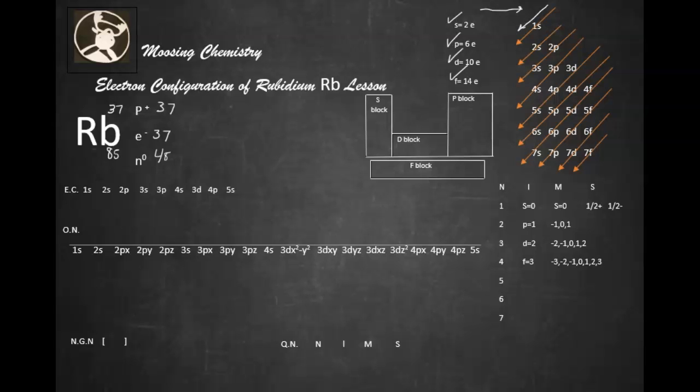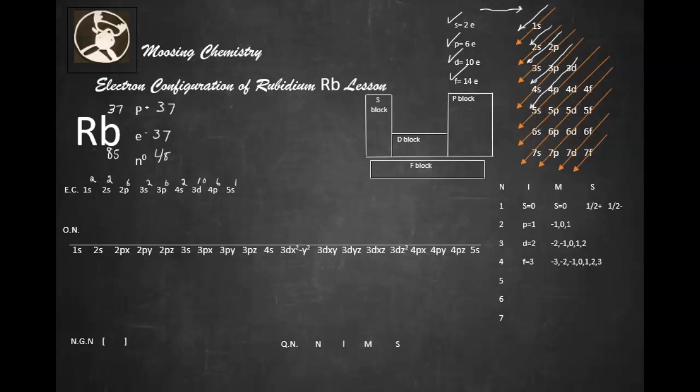1s2, right? So we're going to put 2 right here. 2s2. So that's pretty easy. 2p6, and then 3s2. Then 3p6, and then 4s2. 3d10, 4p6, 5s1. Wow, that was pretty easy.